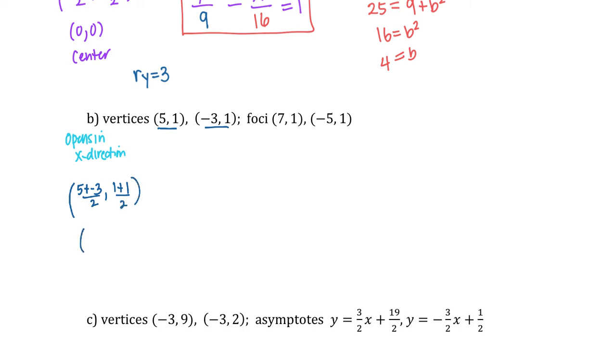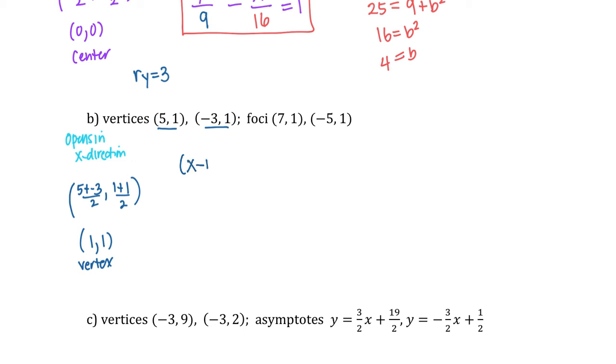Okay, what do I get? 5 minus 3 is 2. 2 divided by 2 is 1. Let me just make sure that makes sense. Is 1 between -3 and 5? Yes. Is 1 between 1 and 1? Well, yeah, kind of. Okay, and this is opening in the x direction.